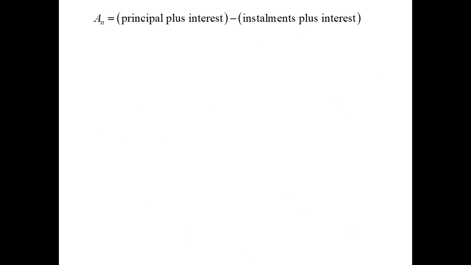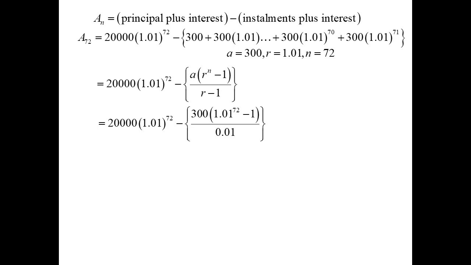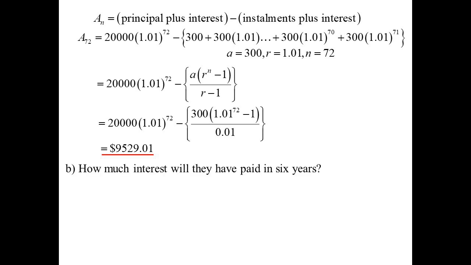So the difference of the two is the amount owing. Therefore, we said after 6 years, wasn't it? So we want to know what amount 72 is. Principal plus interest, there it is. Installments plus interest, what we just worked out there. Add them all together. That's the geometric series, so I just got to plug it into the formula. It's just number crunching now. $9,529.01.